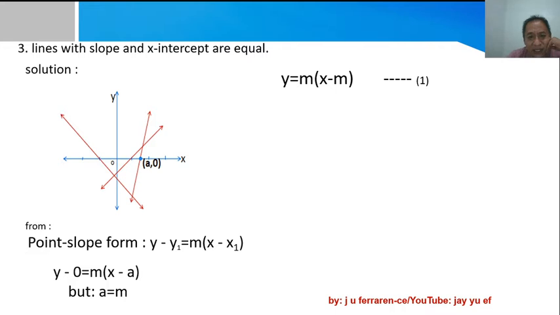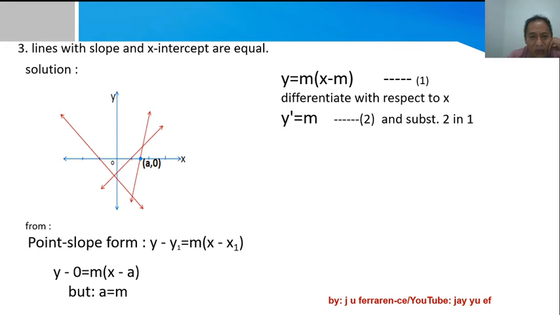Again, when you differentiate this, you will always arrive with y prime, which is equal to m. But m needs to be eliminated. There is only one arbitrary constant, which is m. So, the order of my differential equation is only first order. So, I have to go back to equation number 1, replacing again my m with y prime. So, this is now the resulting equation.